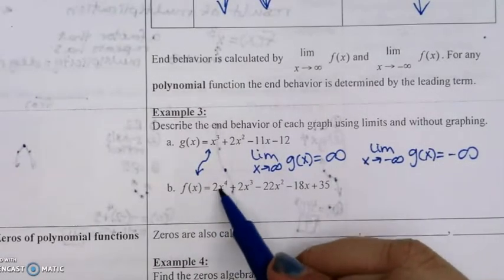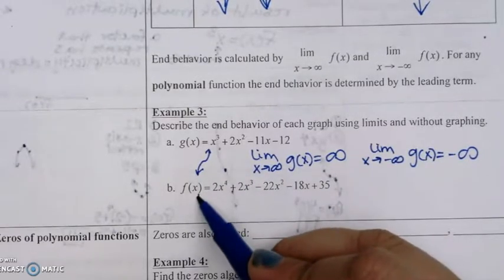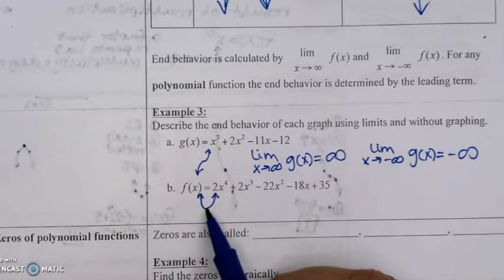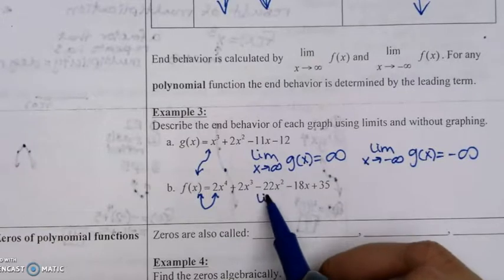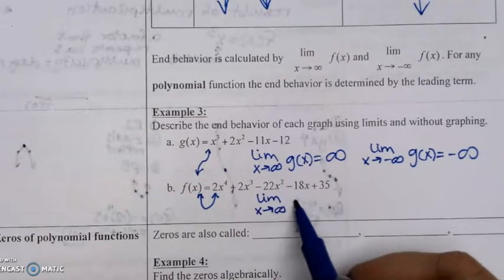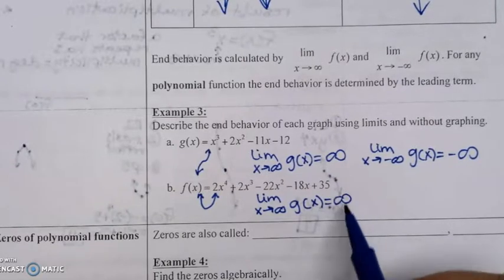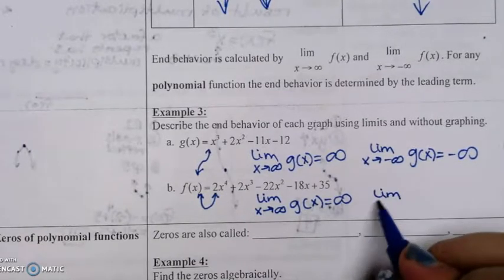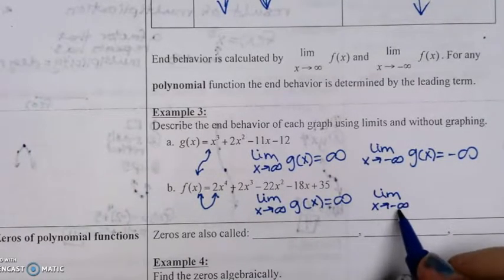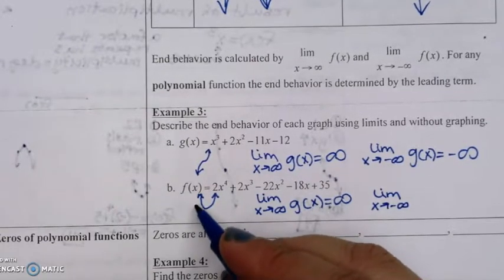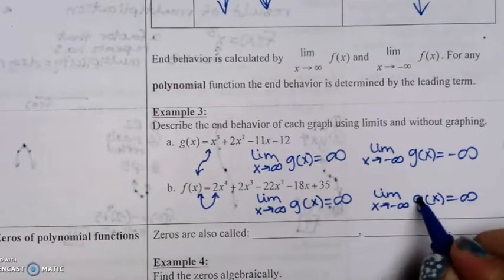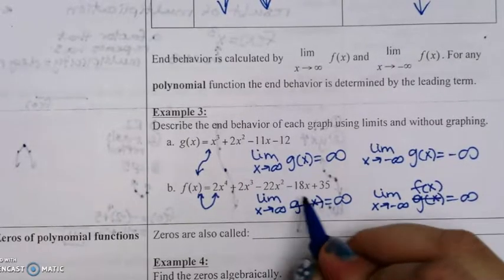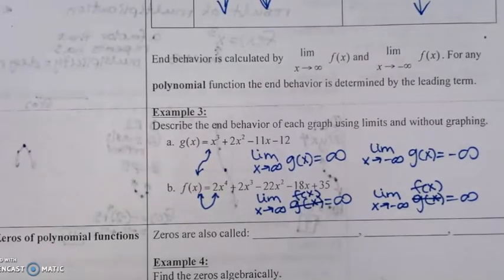If I have 2x to the fourth, so positive, x to the fourth is even, looks something like this. As I go to the right, as x is going towards infinity, my y's also go towards infinity. So the limit, as x gets bigger, my y's also get bigger. And then we can say the limit as x approaches negative infinity. As my x's get smaller, so as I go to the left of my graph, my y's also go towards infinity. This should be f of x instead of g of x.